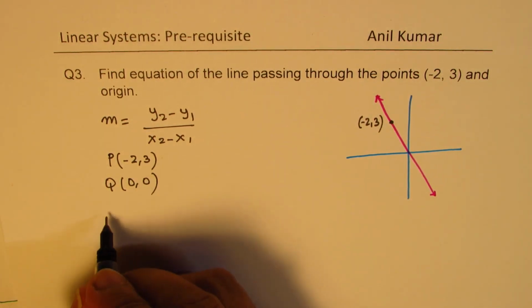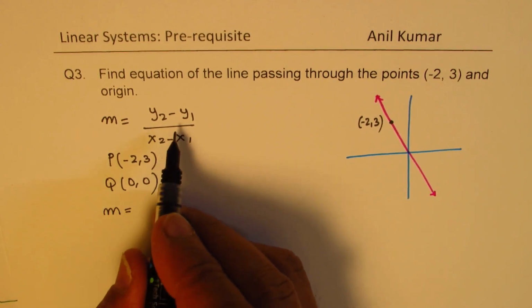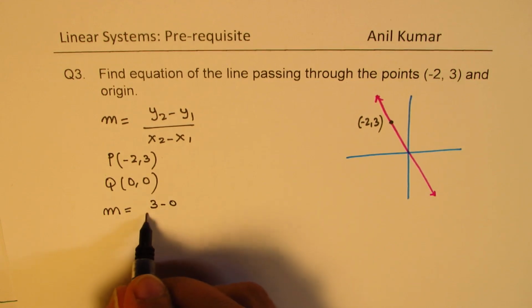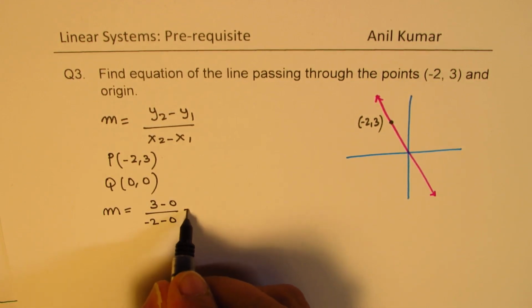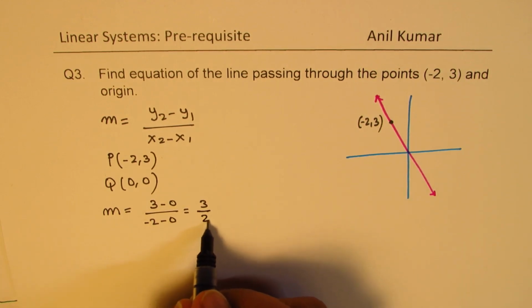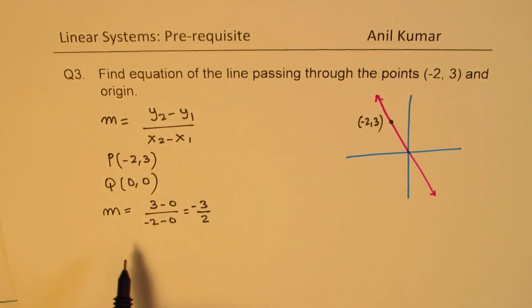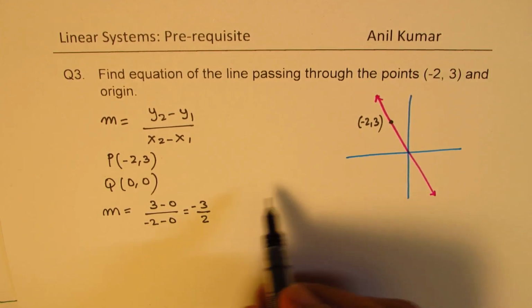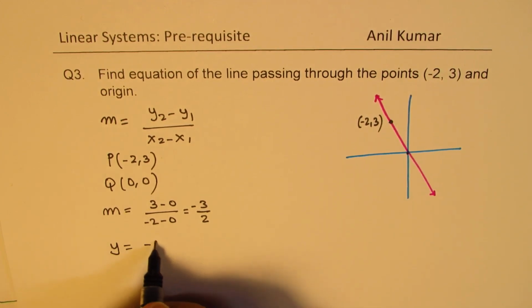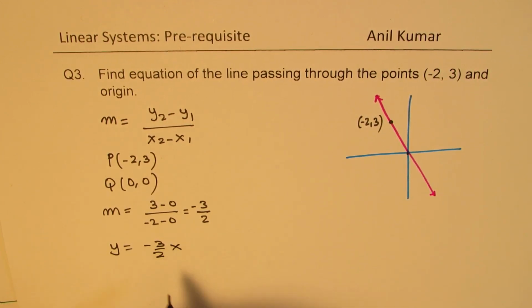And therefore, we can write slope m as 3 over minus 2, or you can say 3 minus 0 over minus 2 minus 0. But basically, it is 3 over 2, with a negative sign, right? So that becomes the slope of the line. And since the y-intercept is the origin, we know y equals minus 3 over 2 x, right?